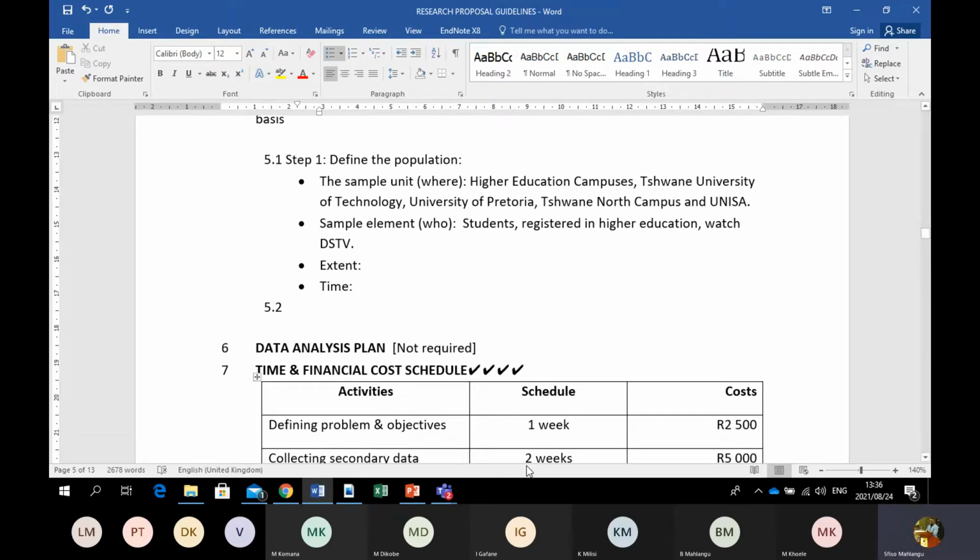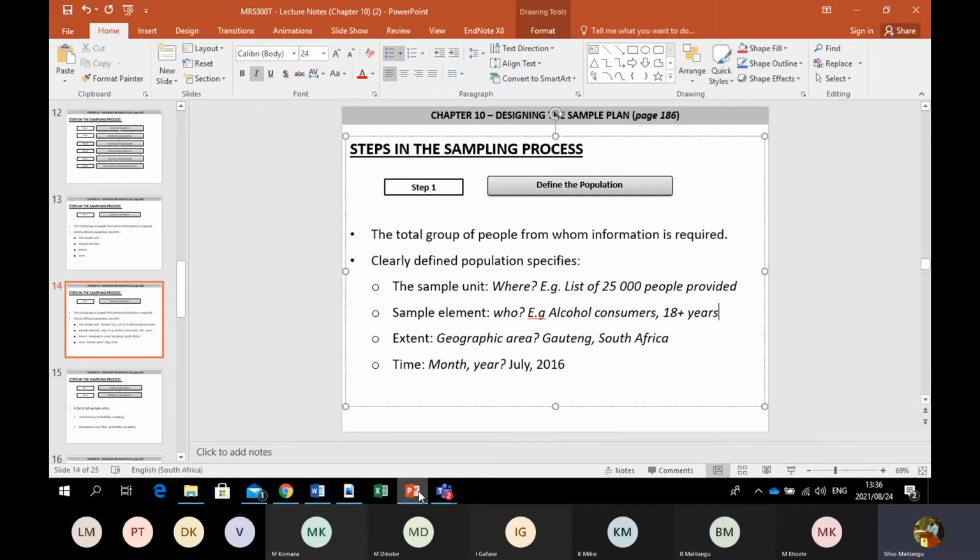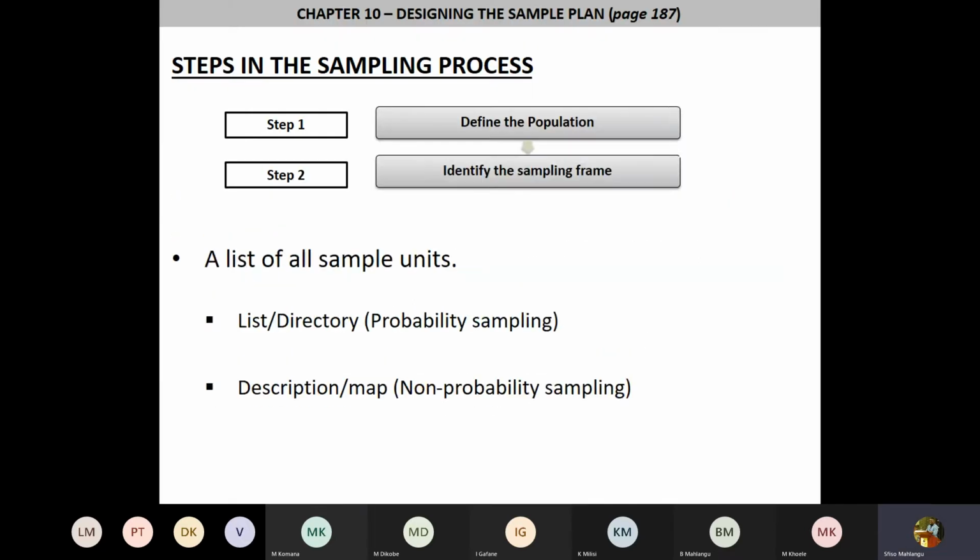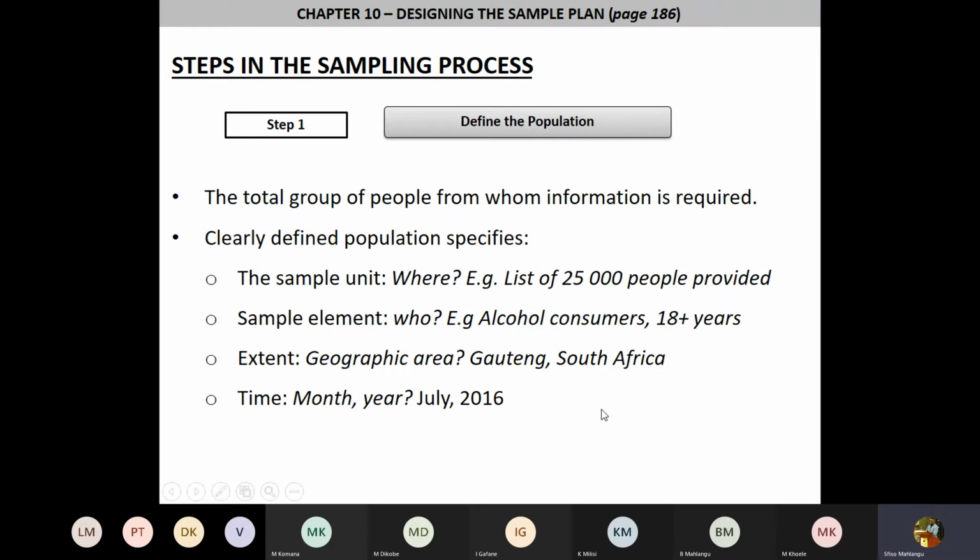And if you look at the third one, the extent, it's included in that paragraph on page 217, the meaning of what an extent is, towards the end of that paragraph. Now when you read about the extent, it refers to the geographic area where these interviews will be conducted and the time. We must be specific about the time.